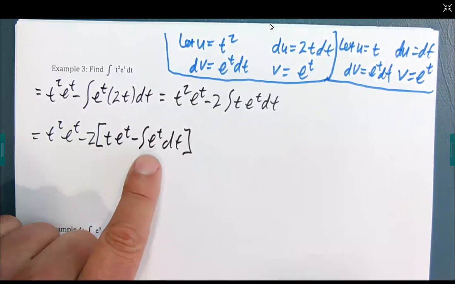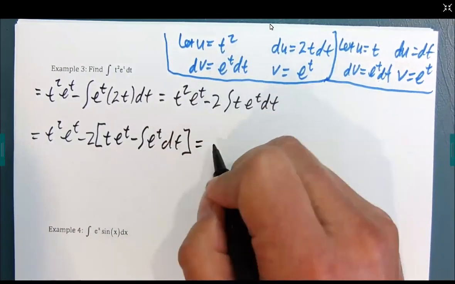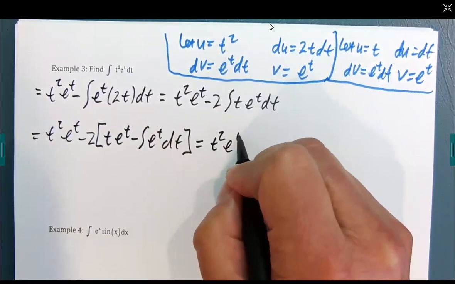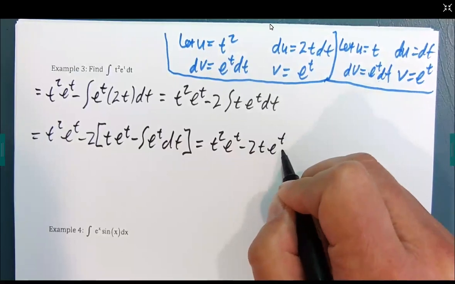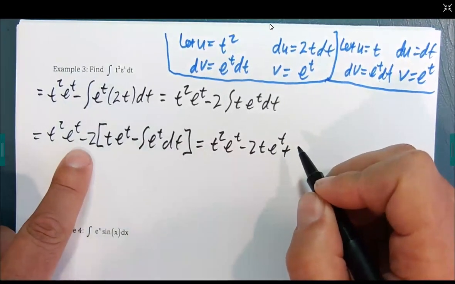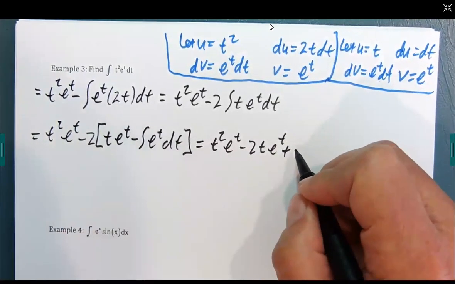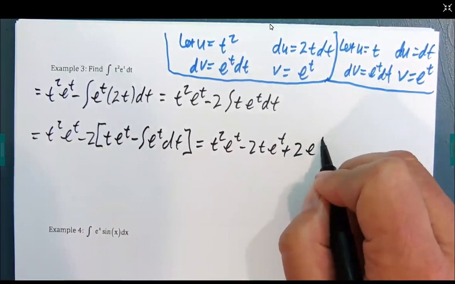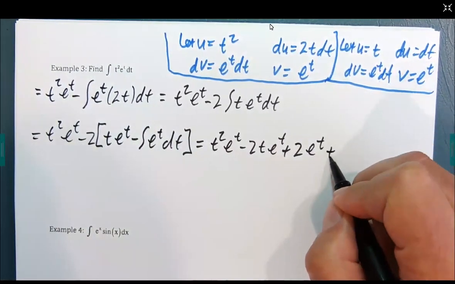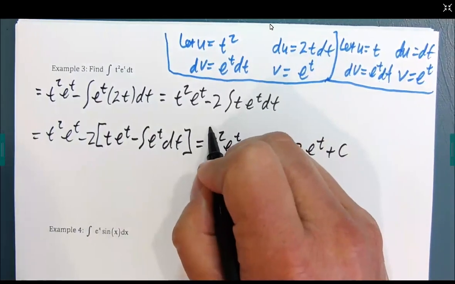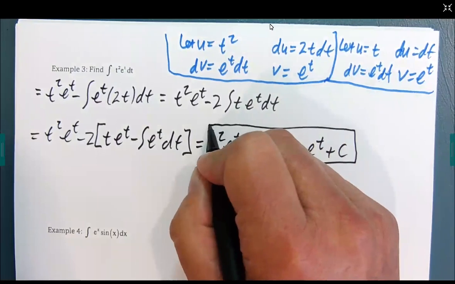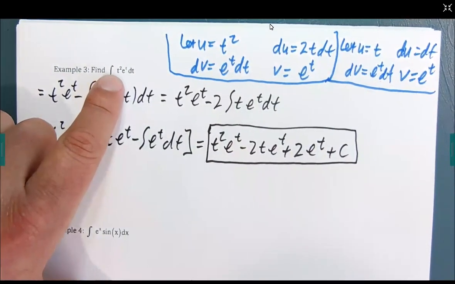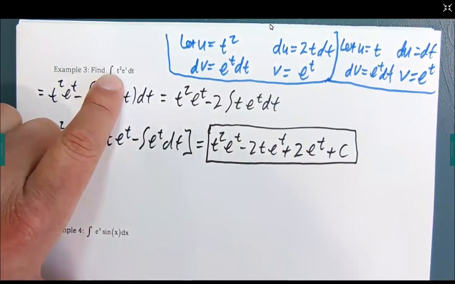And we can see that this integral right here is very easy to do. And so when we rewrite the whole thing, and I'm going to distribute that -2 here. So negative times a negative gives me plus 2 e to the t, plus my arbitrary constant, of course. And so here we had to apply it twice. Now, you might be wondering, if that was t to the third, would I have to do it a third time? And the answer is yes, you would.